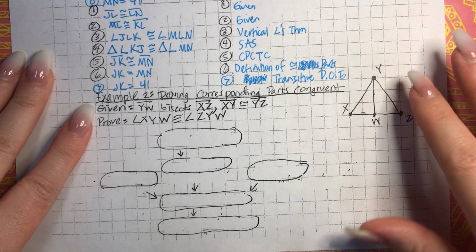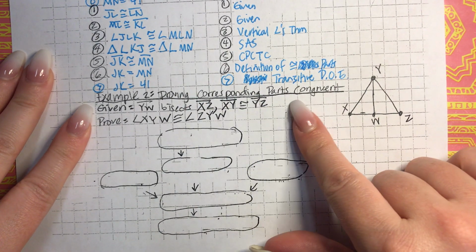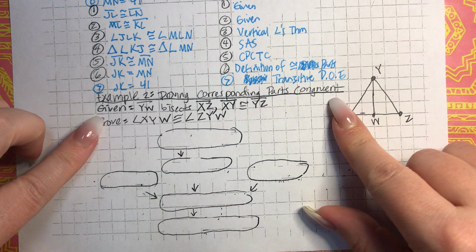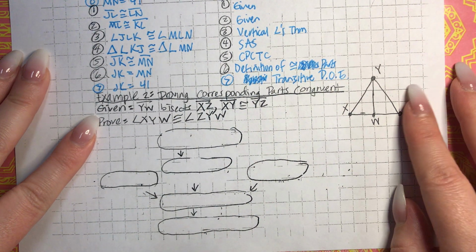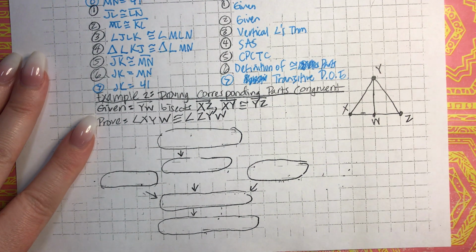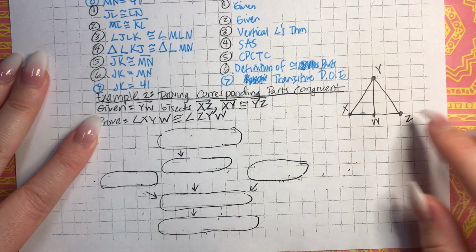All right, we're back for example 2, proving corresponding parts are congruent. So what we're given is a proof. It looks like we're going to have a nice little fun flowchart proof here. Let's look at the format of this flowchart proof before we get started.